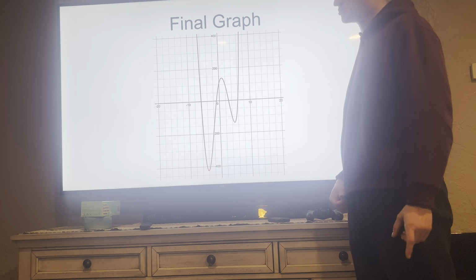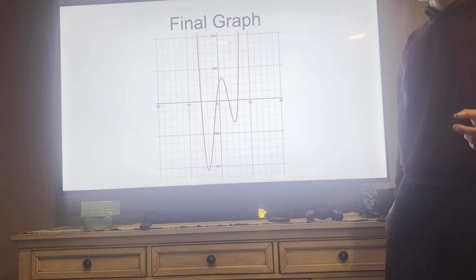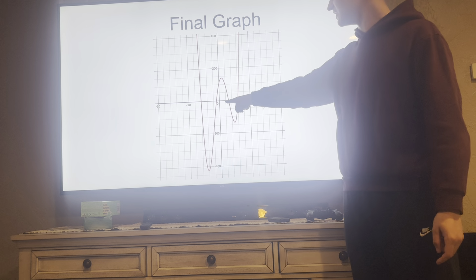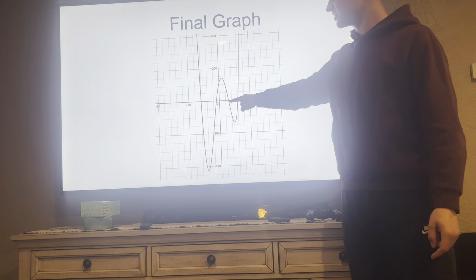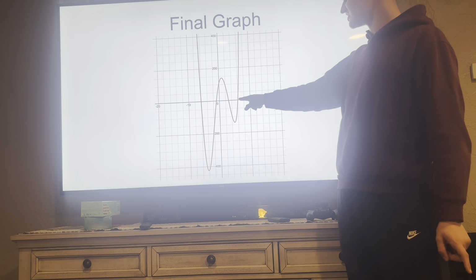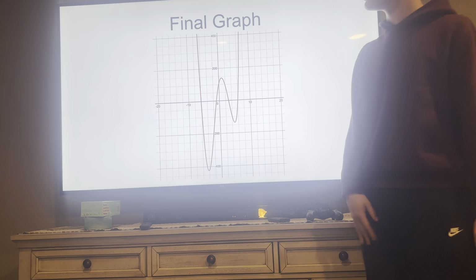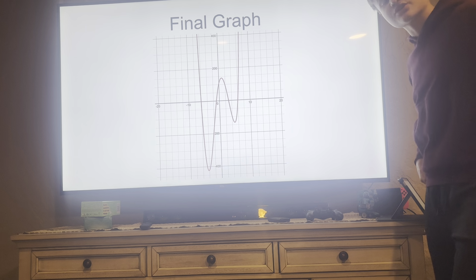Now, half of 3 is 1.5. So we go over 1.5 blocks in this case. There's one block, and there's half of the second block, which is where it crosses. And then the last one is right on the money with 6. So there's our final graph.